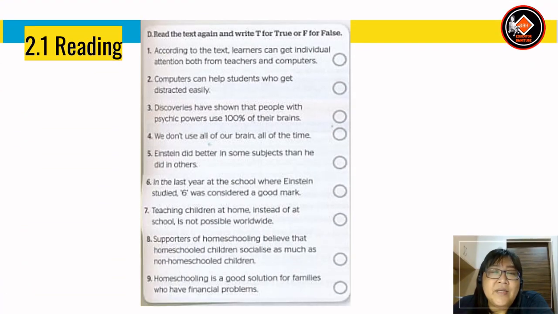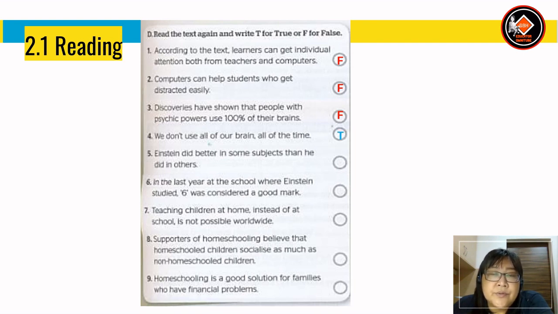Exercise D. Read the text again and write T for true or F for false. Number 1, according to the text, learners can get individual attention both from teachers and computers. So the answer is false. Number 2, computers can help students who get distracted easily. Answer is false. Discoveries have shown that people with psychic powers use 100% of their brains. So answer is false. We don't use all of our brain all of the time.